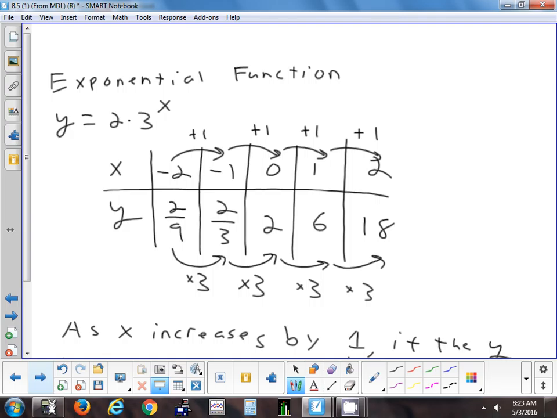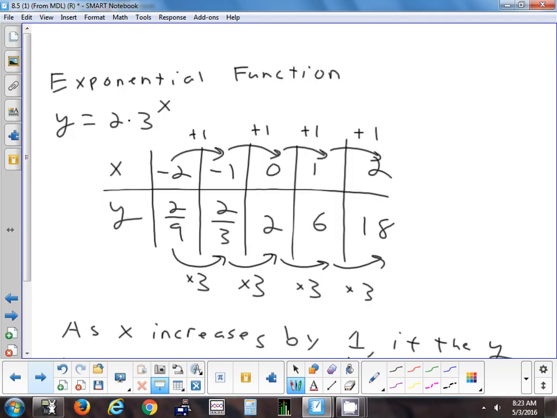exponential. Guys, be honest, how many people are confused? If you are, it's okay. How many people are confused on how we got these fractions? Raise your hand if you're confused. Okay. This is why we did negative exponents yesterday.